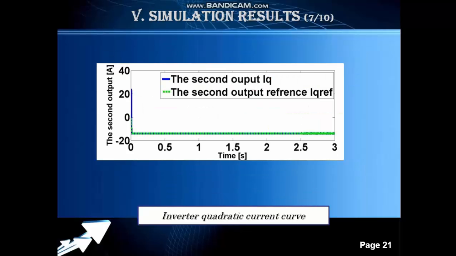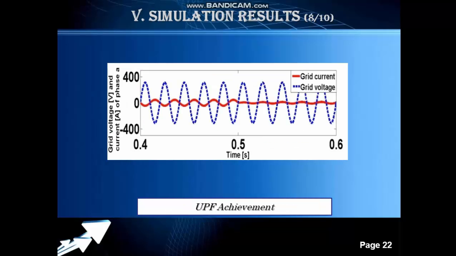The following figure shows that IQ converges to its reference IQ-ref defined before under any conditions with very fast response and very good precision. The exact convergence of the output IQ to its reference involved the achievement of the UPF, the unity power factor, as described in this figure.